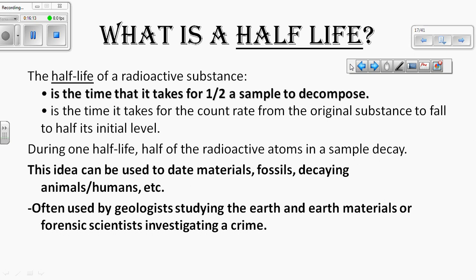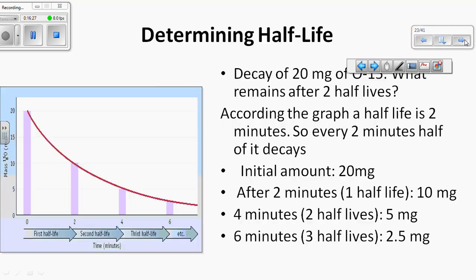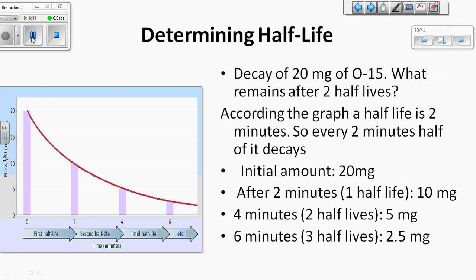There are several ways that you can look at half-life. You can look at it on a graph. You can also calculate it. And we're going to talk about both of those methods in the next couple of slides. So let's first look at how you can look at half-life on a graph. Let's get back to our half-life graph, which would be here. So, determining half-life on a graph.